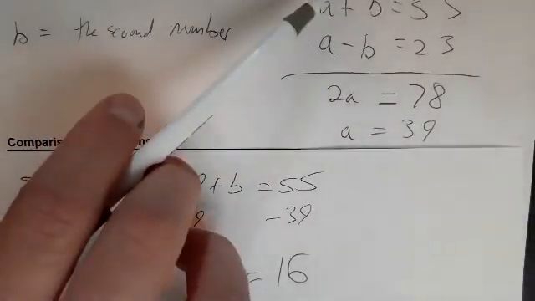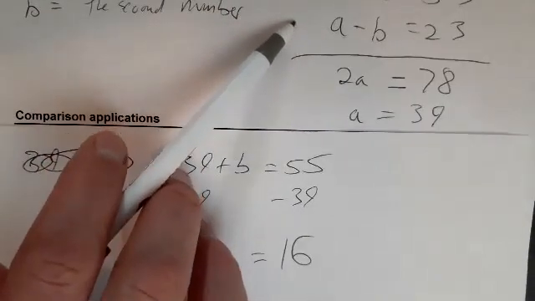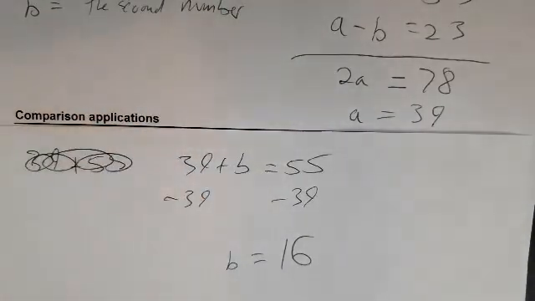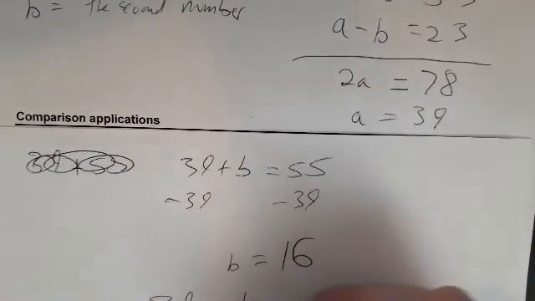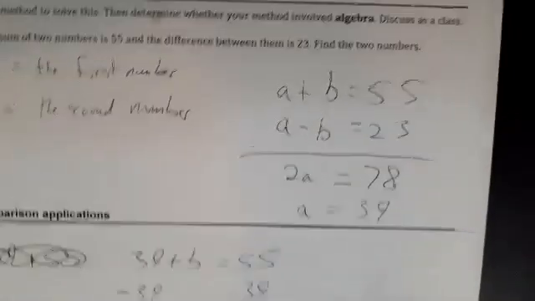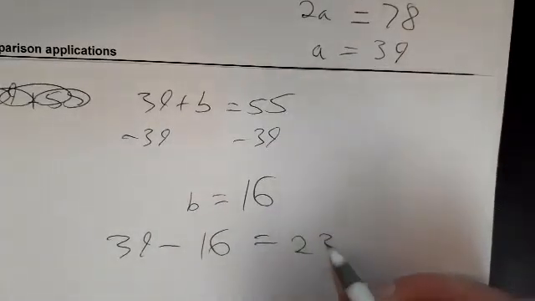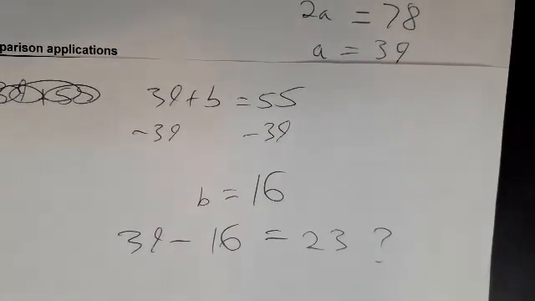I used this equation to solve for b. If I want to check it, there's another equation here I can check it in. So 39 minus 16. A minus b is going to be 39 minus 16. Is that equal to 23? And so it should check.